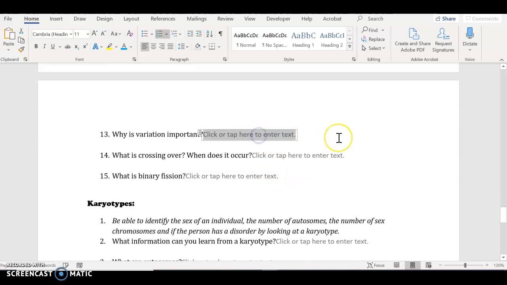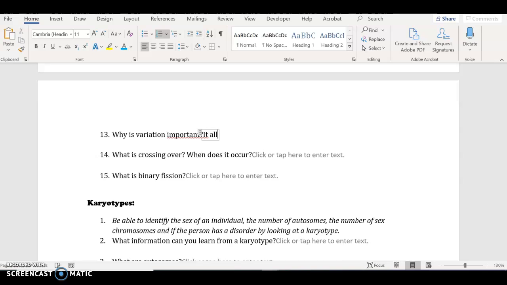Why is variation important? All right, it allows species to survive, allows species to adapt and survive disease. And notice I say species and not individuals, okay? Because not always all individuals survive and adapt, just the best fit ones.